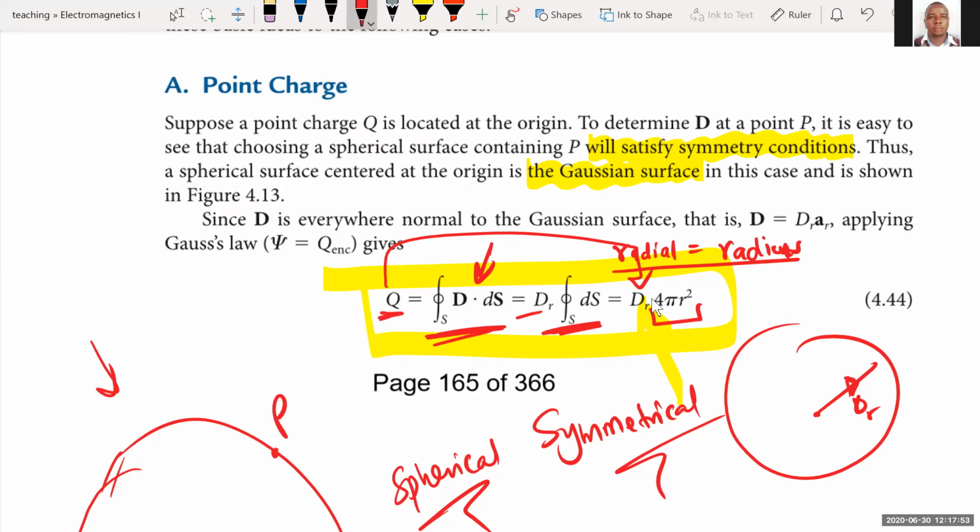And therefore, our objective is to obtain the flux density at point P. So D is going to be pointed in the direction of a_r, and if you divide both sides by 4 pi r squared, you are going to find D equals Q over 4 pi r squared in the direction of a_r.